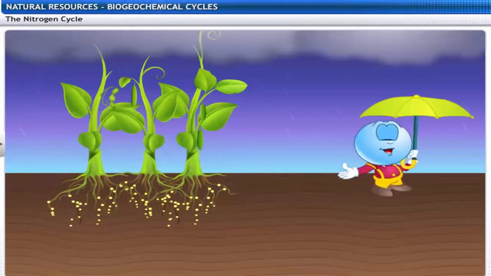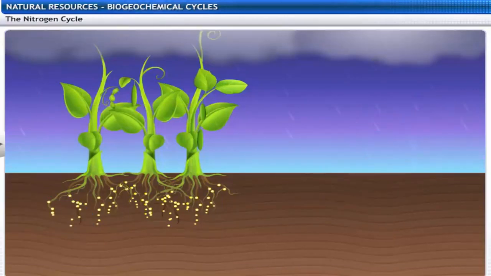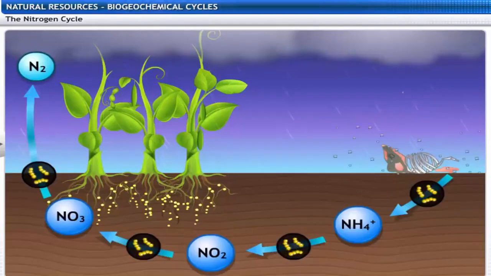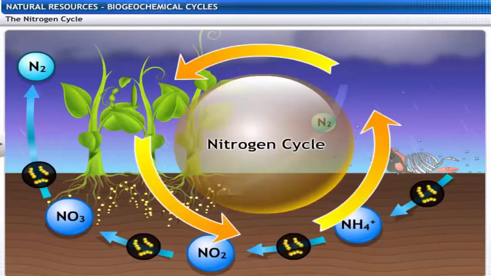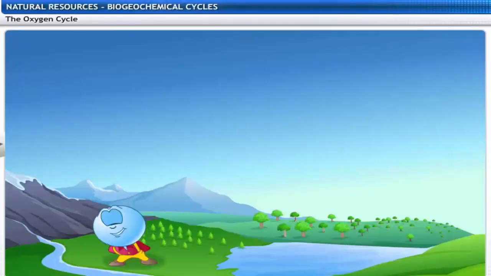Here's the cycle once again for you. The nitrogen cycle is the sequence in which nitrogen passes from the atmosphere to the soil and organisms and then is eventually released back into the atmosphere. Now let's take a look at the cycle I like most, the oxygen cycle.